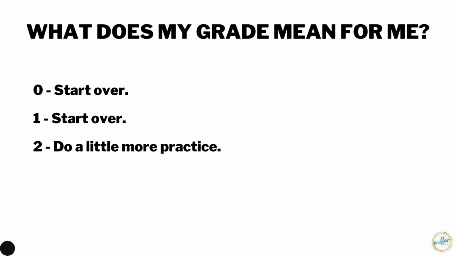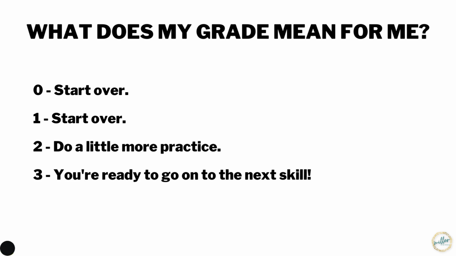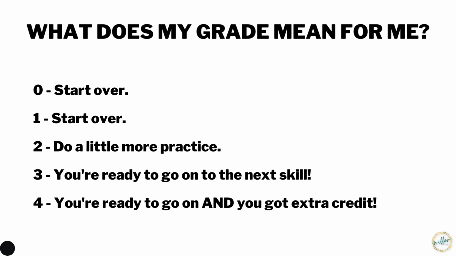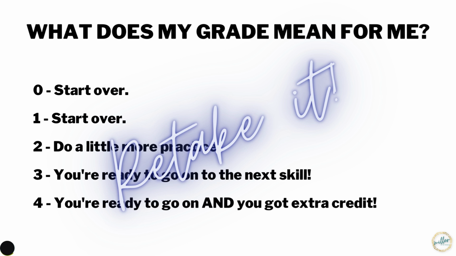If you get a 2, you still didn't quite prove that you understand the concept, so you need to do a little more practice. If you get a 3, you're ready to go on to the next skill. And same if you get a 4, you're ready to go on, and you got extra credit. These scores can change. Retakes are required on all mastery checks that you don't earn a 3 or a 4 on.